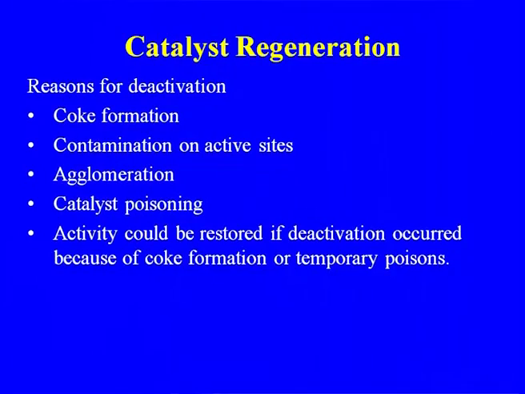Coke formation, contamination on active sites, agglomeration, catalyst poisoning: the catalyst can be restored if the deactivation occurred because of coke formation or temporary poison. So, this is why we need catalyst regeneration, because the regeneration and the catalyst life will depend totally upon the type of feedstock and the efficiency of the pretreatment process, which is naphtha hydrotreatment, because impurity removal to the limit required for catalytic reforming is very important.